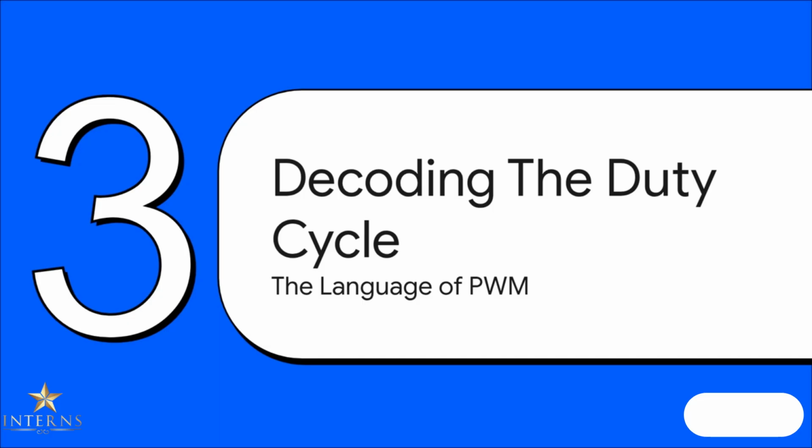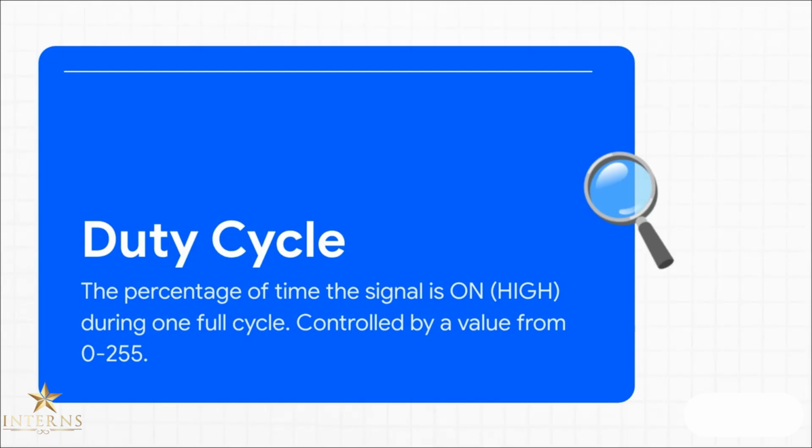So this idea of super fast switching is great, but how do we control it? Well, that brings us to the language of PWM, and it's called the duty cycle. The duty cycle is simply the percentage of time that the signal is in the on state during one of those super fast cycles. And in the Arduino world, we have a really easy way to control this. We just give it a number between 0 and 255. Why that range? It's just a standard 8-bit value. So 0 means 0% on time, and 255 means it's on 100% of the time.